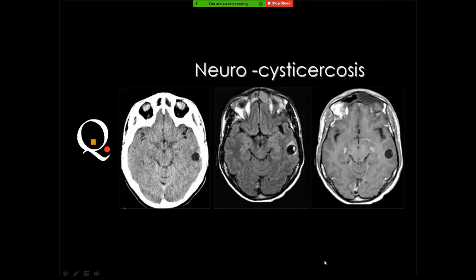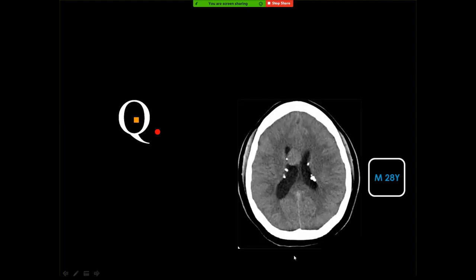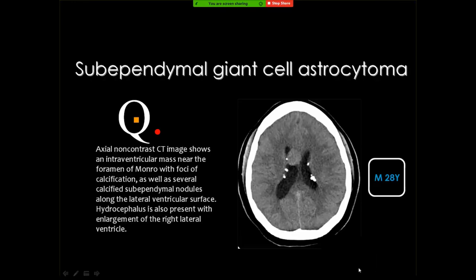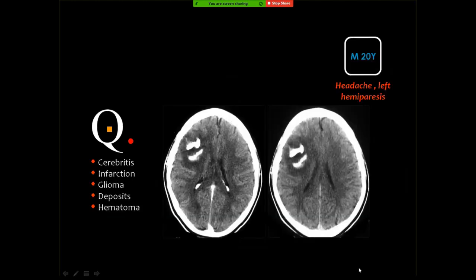Cysticercosis. Yes, and this is the classic appearance of the dot and cyst. Yes, the cyst and the dot sign with some edema around the lesion. This is neurocysticercosis. Tuberous sclerosis, with giant cell astrocytoma. Yes, tuberous sclerosis and the subependymal giant cell astrocytoma. Very good.